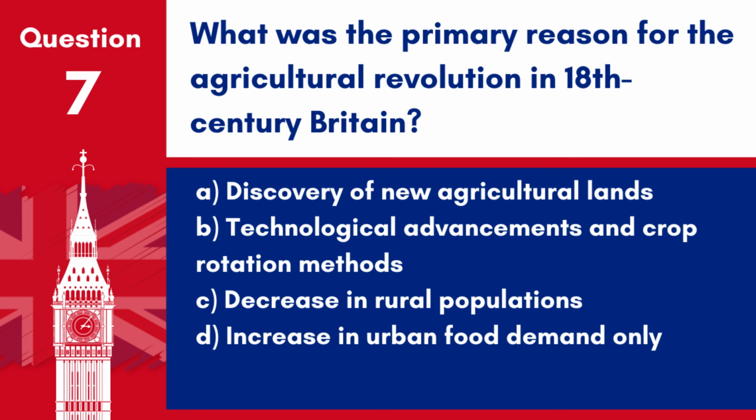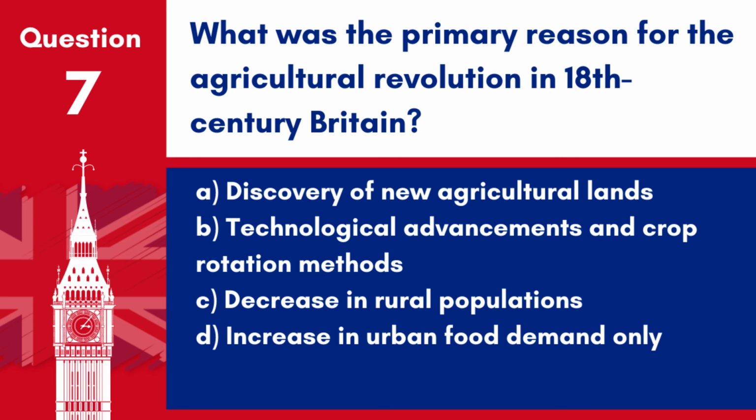Question 7. What was the primary reason for the agricultural revolution in 18th century Britain? A. Discovery of new agricultural lands. B. Technological advancements and crop rotation methods. C. Decrease in rural populations. D. Increase in urban food demand only.